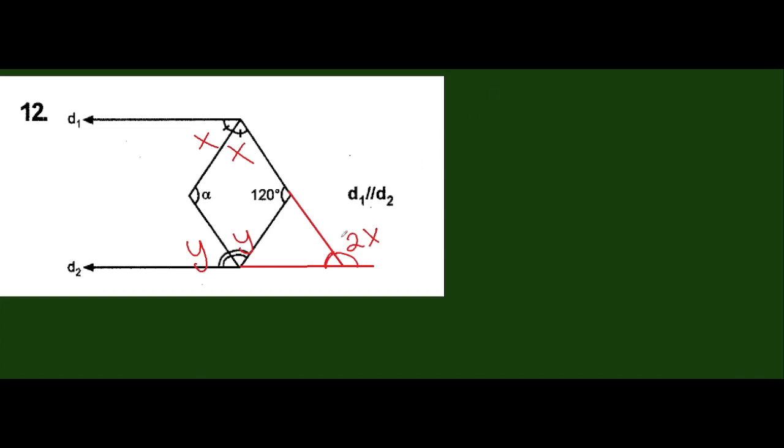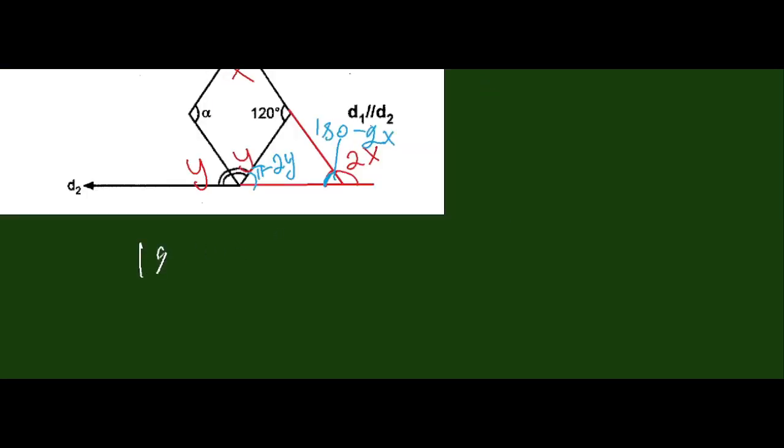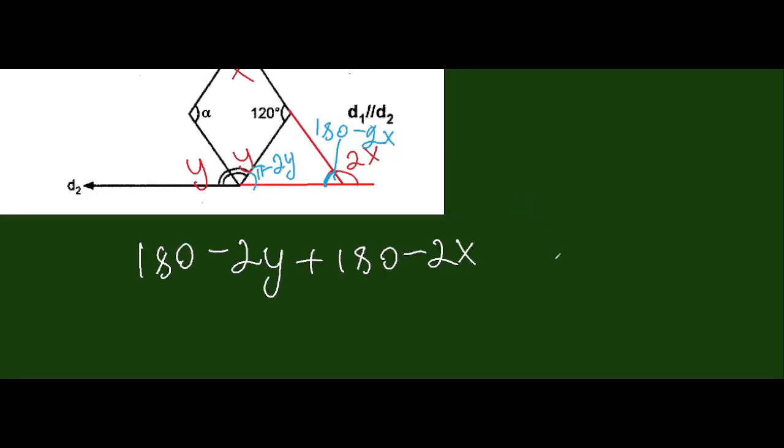I'll write here with blue. This angle will be pi or 180 minus 2x. Also, this angle will equal pi minus 2y. And we know that their sum will give us 120. Let's write below: 180 minus 2y plus 180 minus 2x. This approach we're using. And this will equal 120.